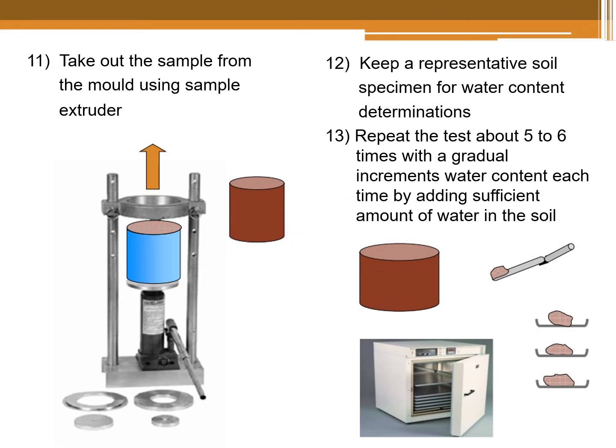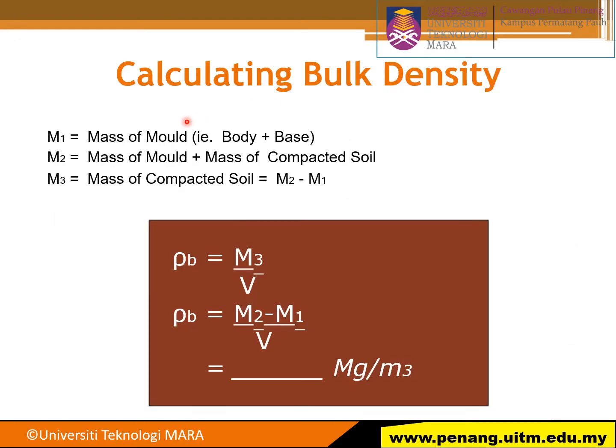Alright, first step for the calculation for compaction is calculating bulk density. Just now we have the mass of mold, M1, which is the mass of body and base. Then we have the mass of mold plus mass of compacted soil, M2. From this we get M3, the mass of compacted soil, which is M2 minus M1.